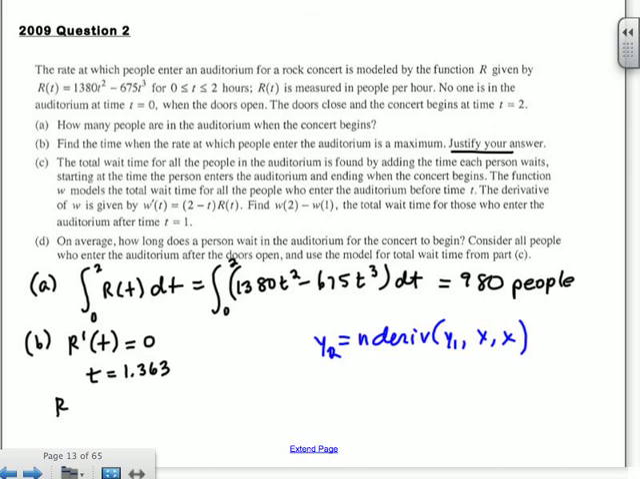So let's do R of 1.363. And let's go ahead and store that number. Do you guys still have it on your screen? I'm going to hit X on my main screen, and then I'm going to store it as A. I'm writing myself a note.